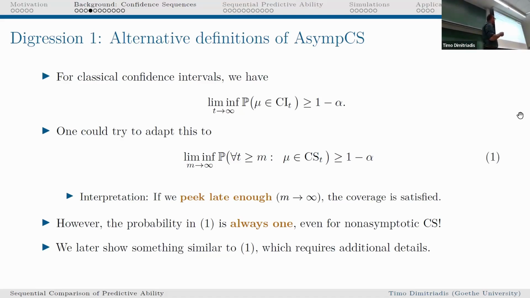Now, the problem here is that this probability, this is always 1. This is not 1 minus alpha. For most of the asymptotic confidence sequences, this is 1. And I'll show you later why that is the case. So we have to do something here. We need some additional details, and that is some tuning parameter, which we have to choose. We'll come to it.